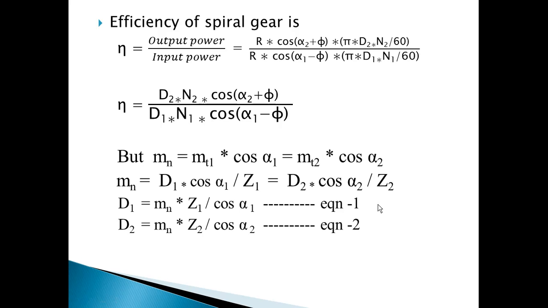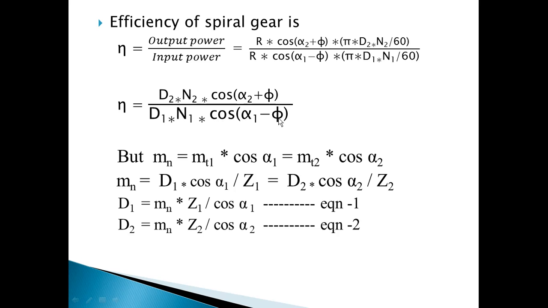Okay, then efficiency. What is the efficiency? Efficiency is nothing but output power upon input power. So over here I have written the efficiency equal to output power upon input power, and these values have been replaced: R into cos of alpha 2 plus phi into pi d2 n2 by 60 for output power, and R into cos of alpha 1 minus phi into pi d1 n1 by 60 for input power, d1 representing gear number 1. Over here R and R get cancelled, and 60 by 60 is getting cancelled. What you are getting is the efficiency simply in terms of d2 n2 into cos of alpha 2 plus phi upon d1 n1 into cos of alpha 1 minus phi.